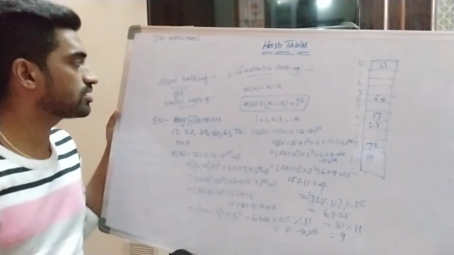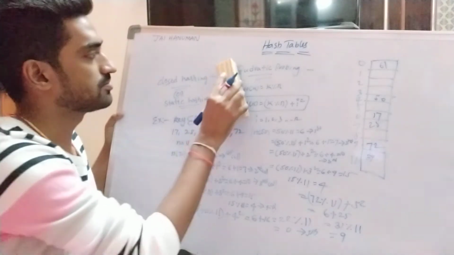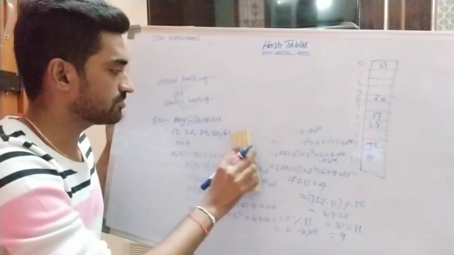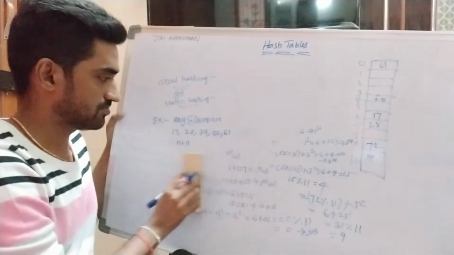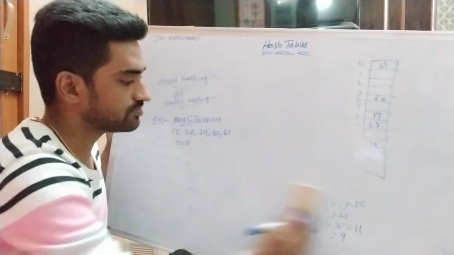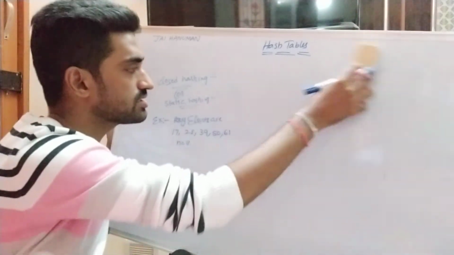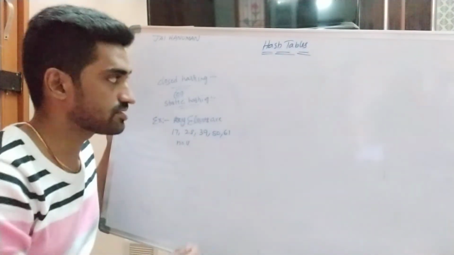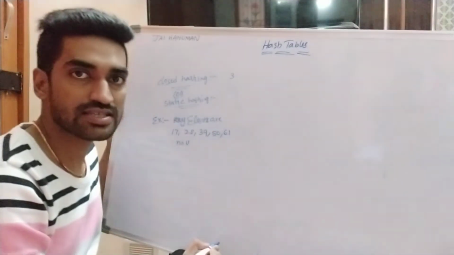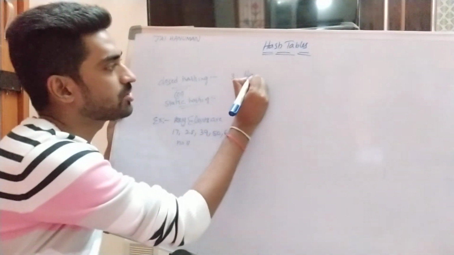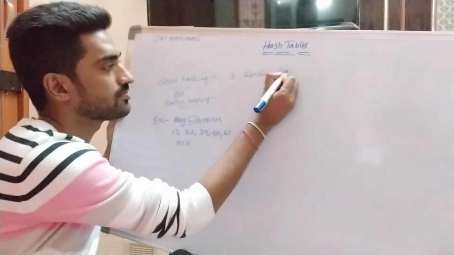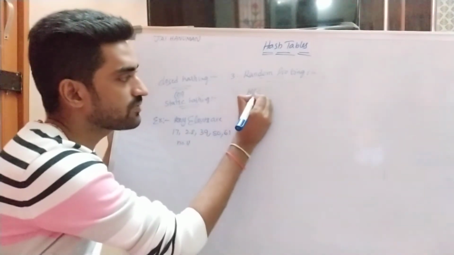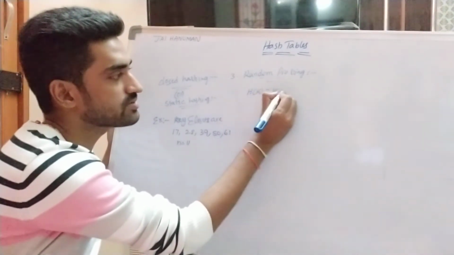Then we are discussing one more closed hashing mechanism, that is random probing. So here, once a collision has occurred, we apply these techniques. Otherwise, we do not apply these techniques, right? So what is the third mechanism for closed hashing? Random probing. What is the general formula for performing hashing? H of k is equal to k modular division of n.